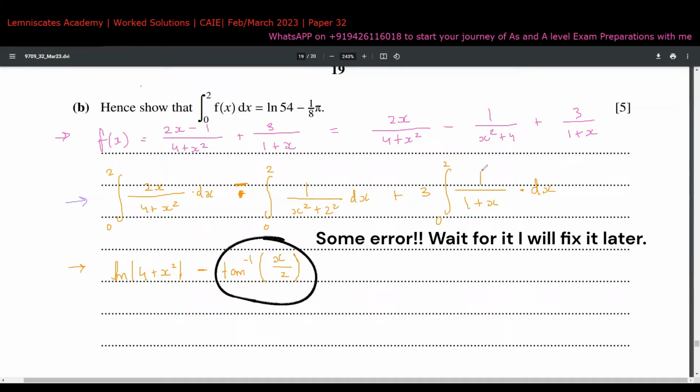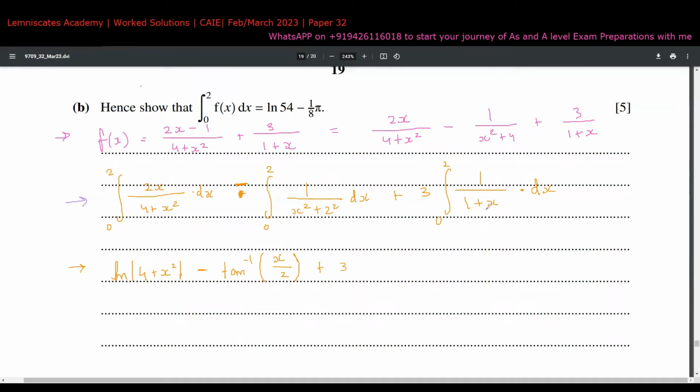And finally, we are having the integration of this. Let's write 3 as it is. And this is again in the format of f dash x over f of x, because we know that the derivative of x plus 1 is 1. This can be again written in the format of ln of f of x, that is 1 plus x. That's it. Now we can implement the 0 to 2 limits on top of this and try to see what we get after this.